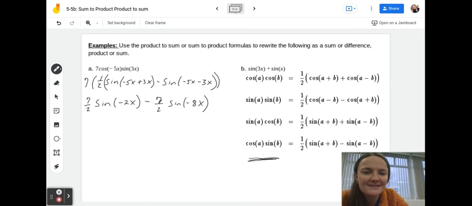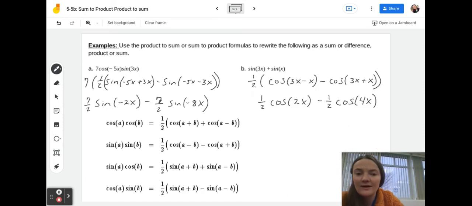And I'm just going to see if I did anything wrong here. It says use the product to sum to rewrite as a sum or difference. So I'm pretty sure that that's it. If WebAssign doesn't accept that, I apologize, but I think that's what they're looking for there. All right, so go ahead and take a pause and see if you can do the next one, letter B. Okay, hopefully that wasn't too hard.